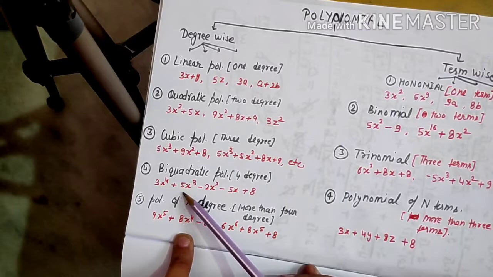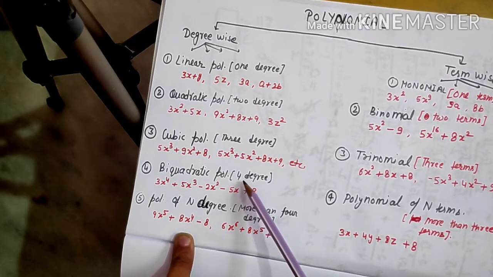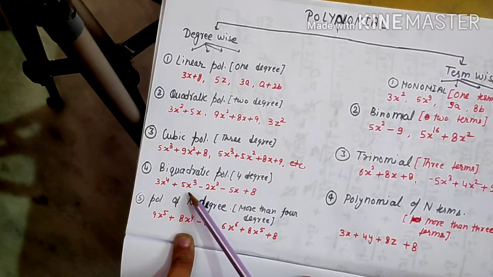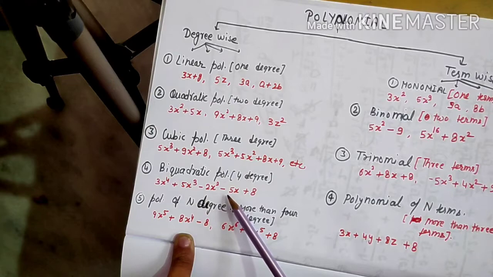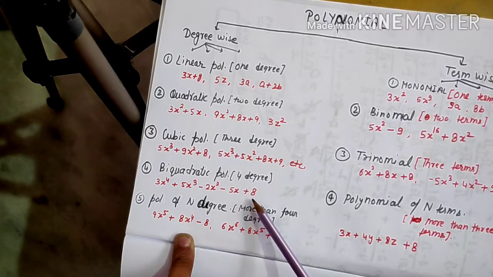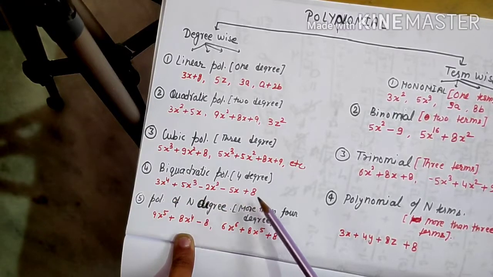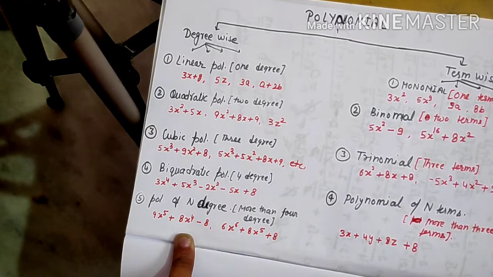The fourth one is biquadratic polynomial. That means it contains 4 degree. So for example, 3x to the power 4 plus 5x cube minus 2x square minus 5x plus 8, so the maximum degree is 4, so this is a biquadratic polynomial.